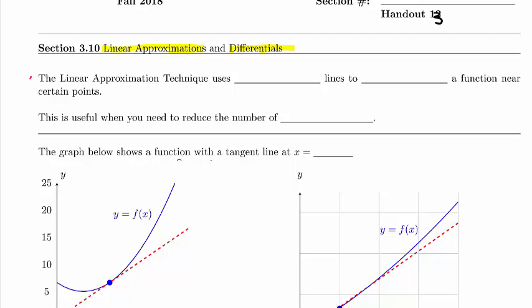The linear approximation technique uses tangent lines to approximate a function near certain points. That is, when we're near a particular point, we can use what we know of derivatives to approximate what the other values will be that are close to this function. And so this is useful when you need to reduce the number of computations.